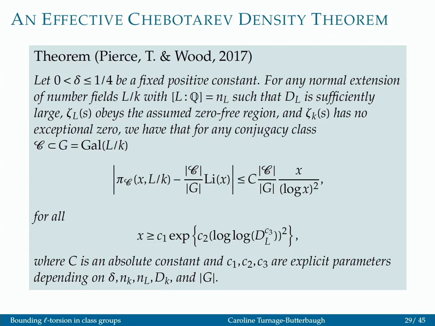First, here I say that DL is sufficiently large. That's made precise in our work. And this constant c is an absolute constant. All these little c's are parameters that depend on delta, the degree of little k, the degree of big L, the discriminant of little k, the size of G, and we make all of that precise. But I'm just saving you from seeing anything grosser than what I have here. So anyway, all of these hand-wavy things about sufficiently large and what these parameters are, we make all of that explicit.